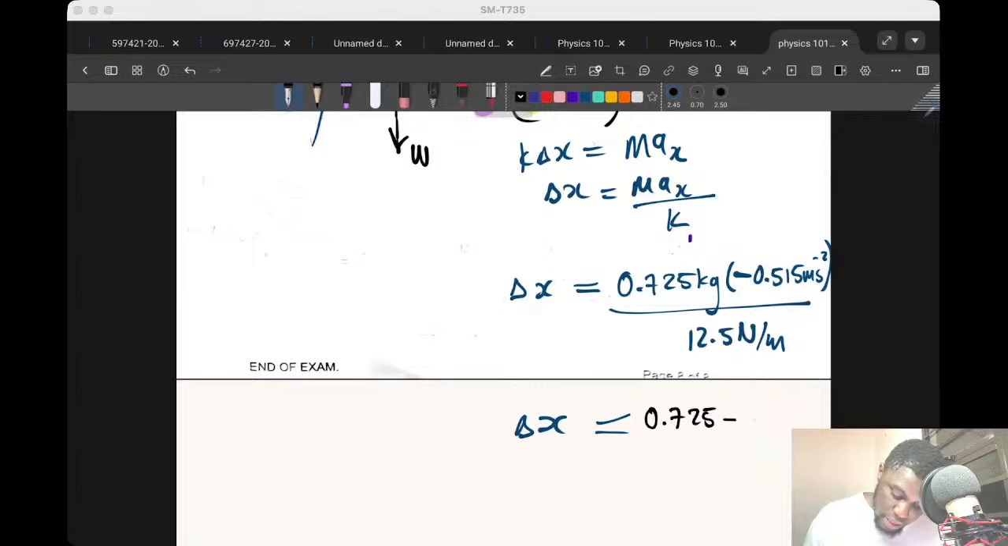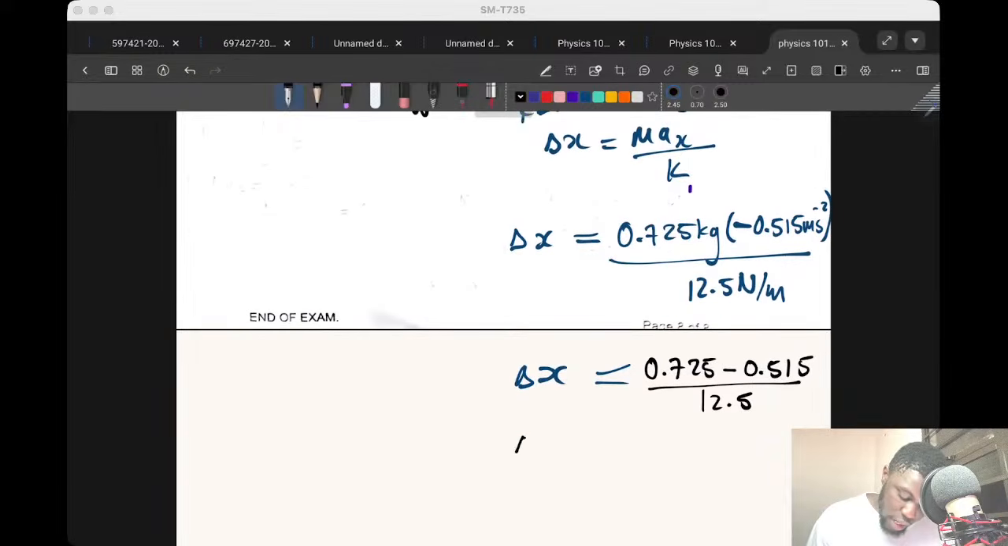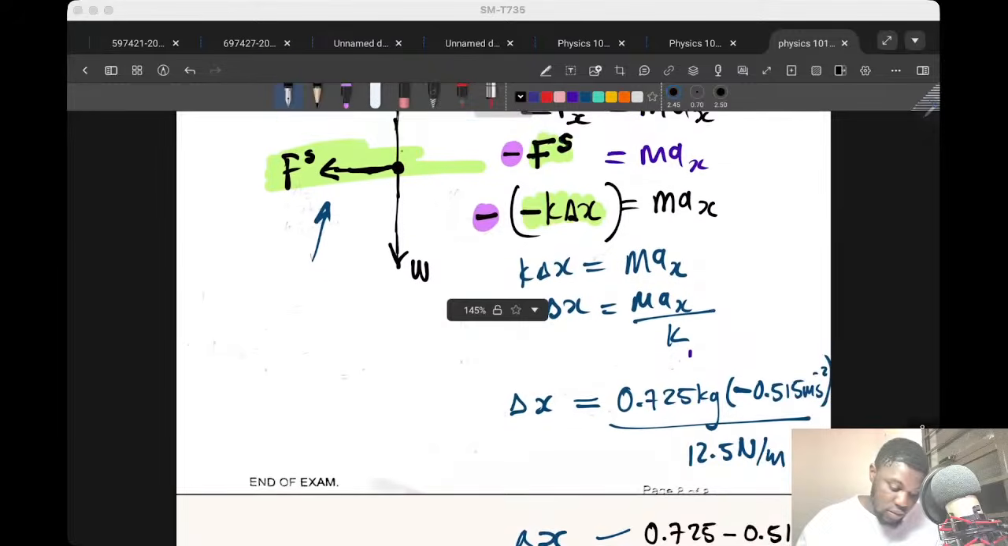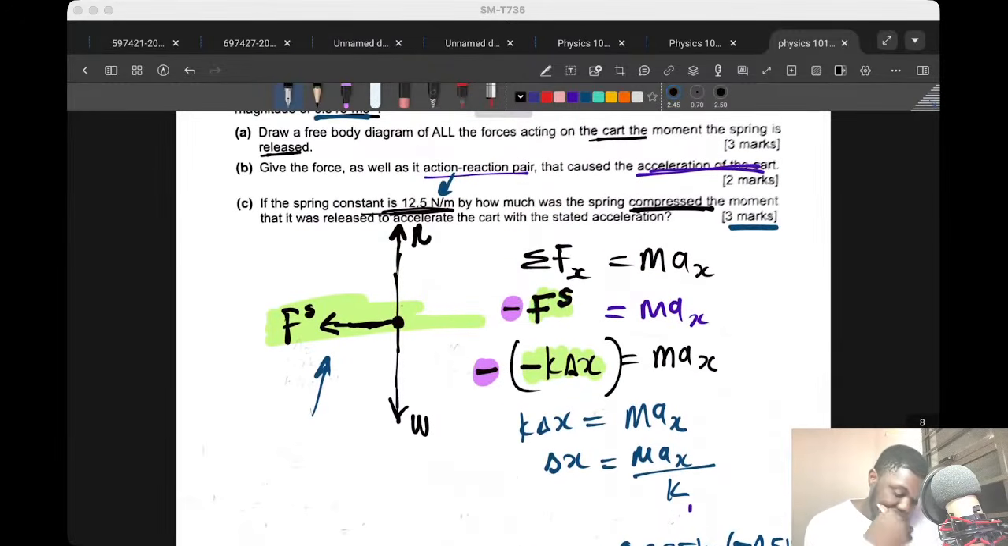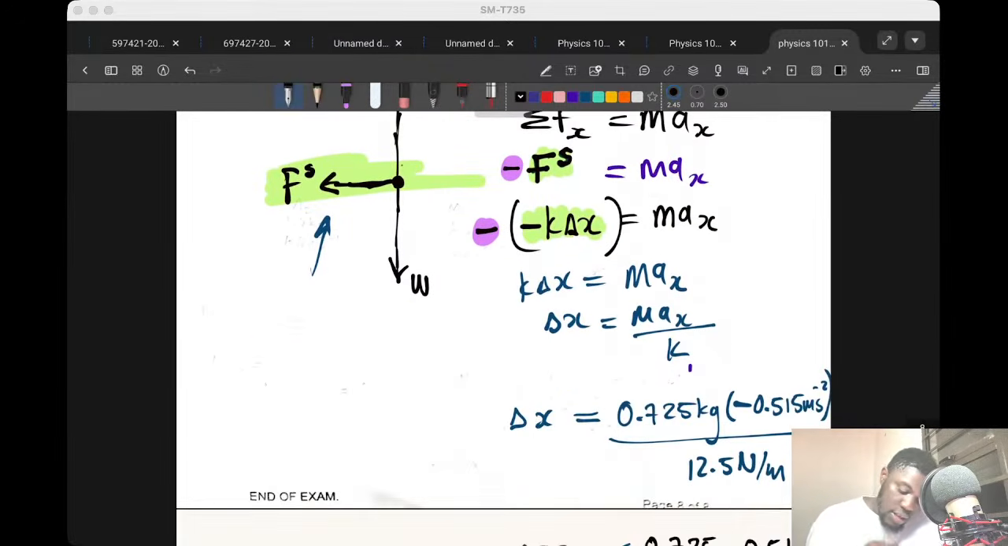0.725 minus 0.515 divided by 12.5. We'll actually get a positive value. Wow, that's crazy. What is the answer going to be? Check what the answer is going to be.